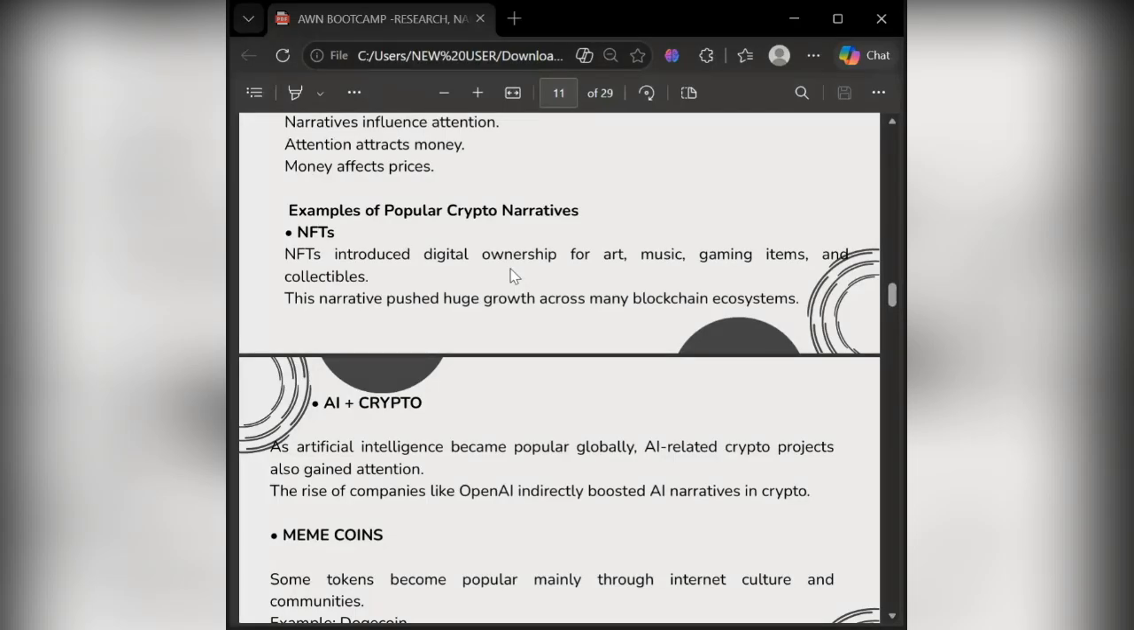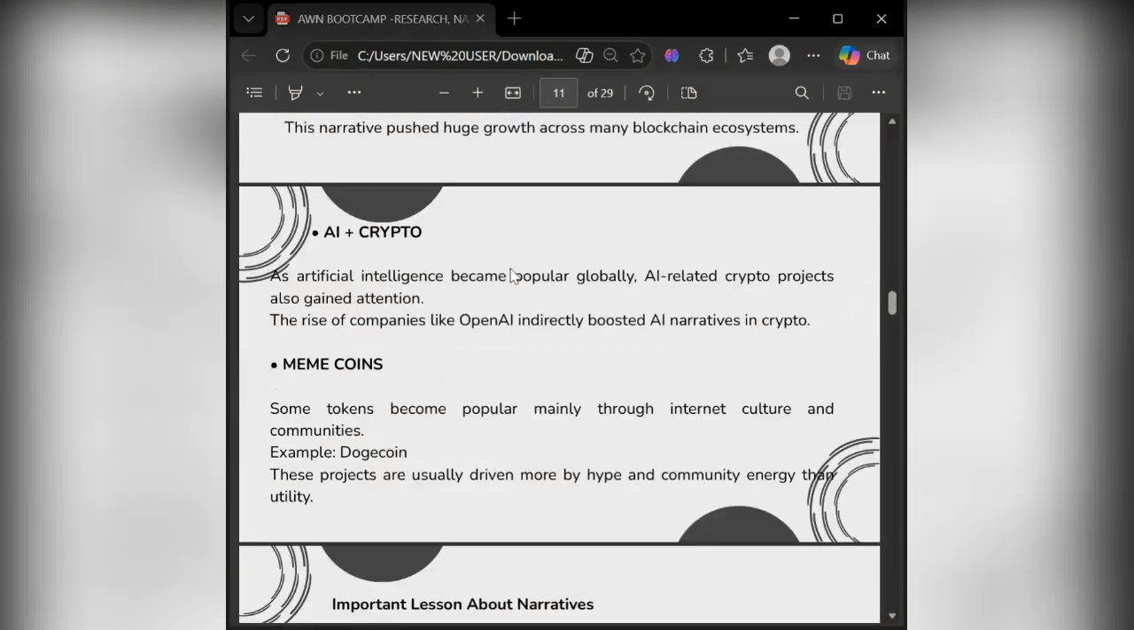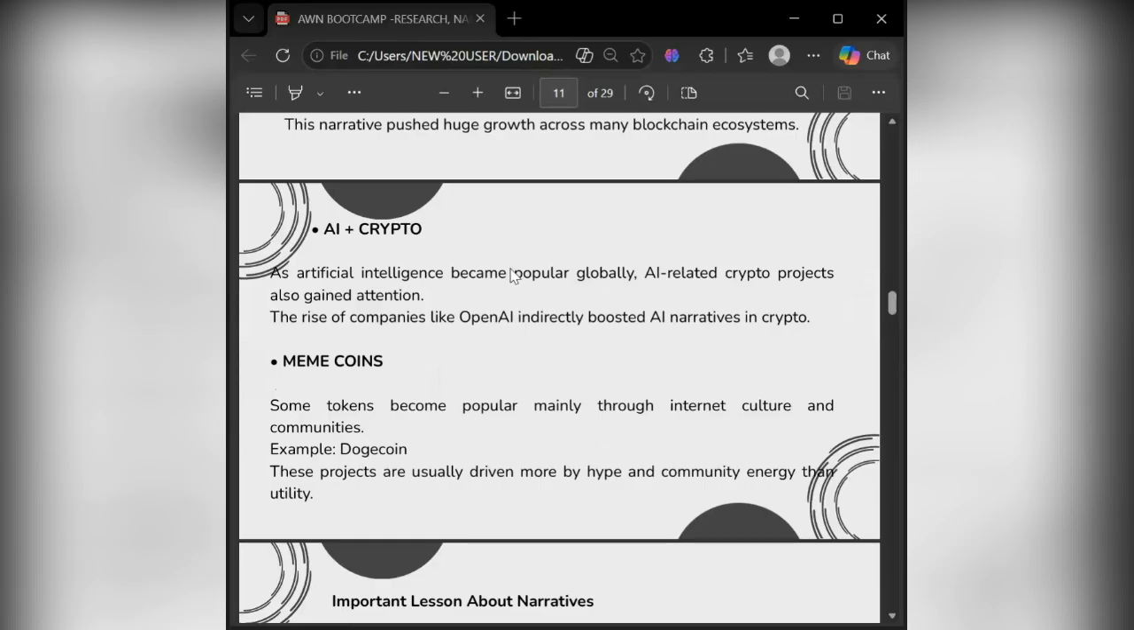Okay. AI plus crypto. As artificial intelligence became popular globally, I think I've explained this part. AI-related crypto projects also gained attention. The rise of companies like OpenAI indirectly boosted AI narratives in crypto, right? People were jumping in on AI tokens, and they were doing well back then.